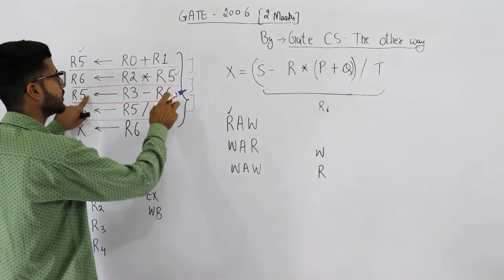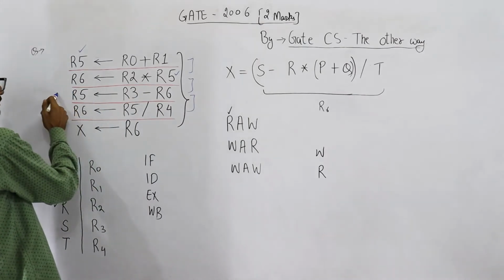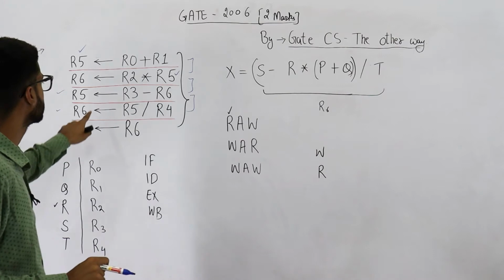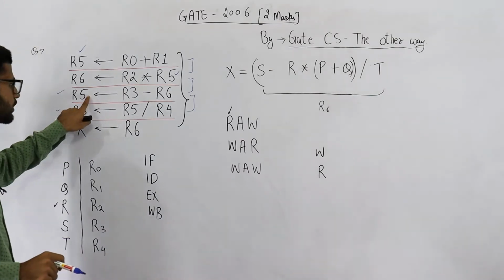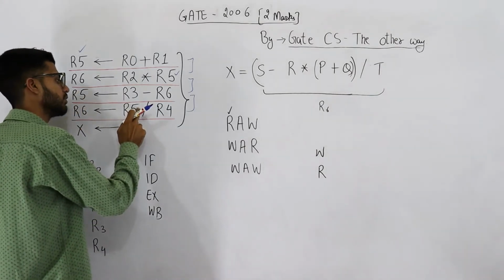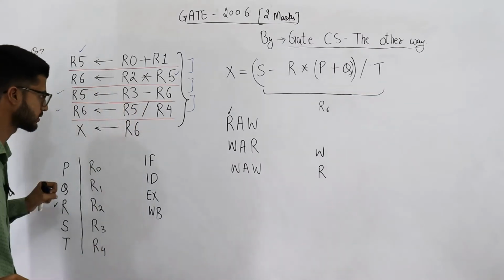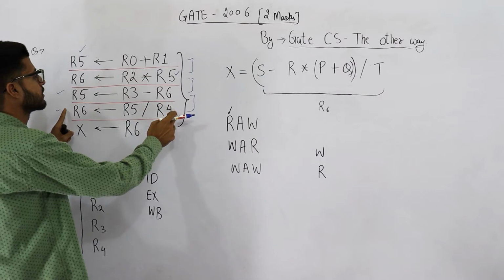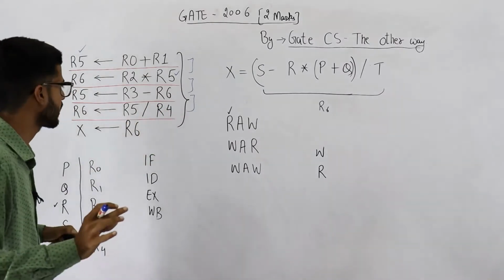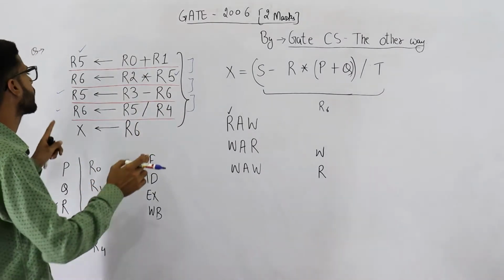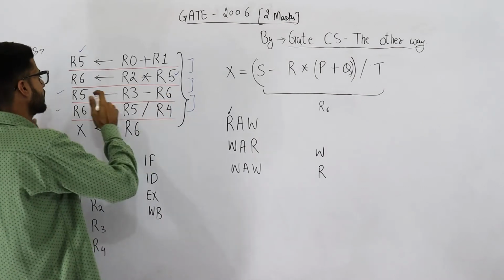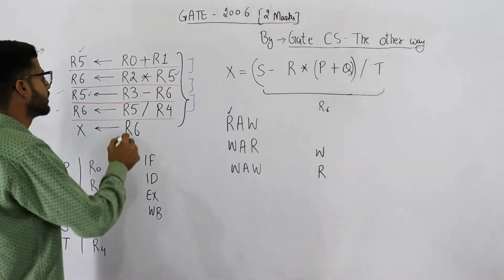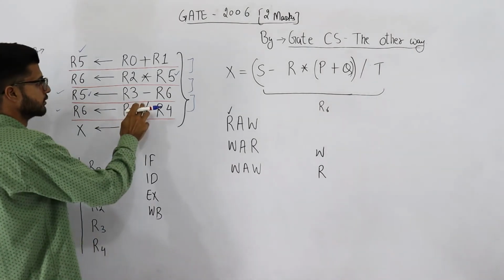Here also, between this instruction and this instruction, there's a read after write dependency, because this instruction is writing into R5 and the instruction immediately next to it is reading the register R5. So only after this instruction has written the value into R5, only after that point of time, the next instruction can read. Okay.